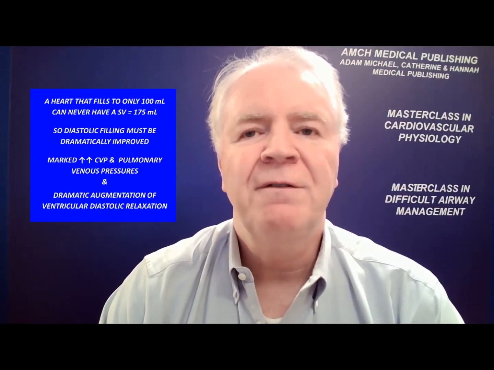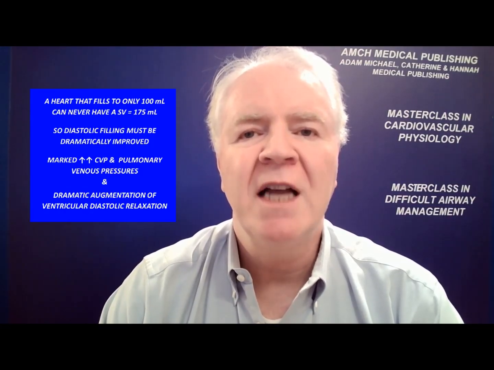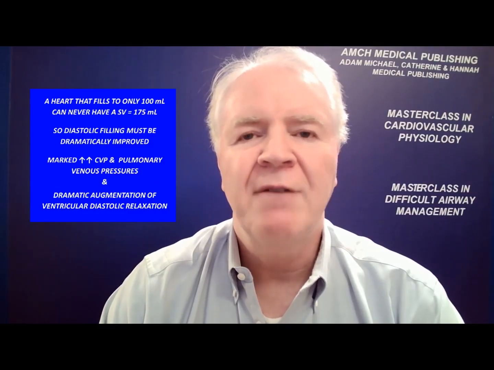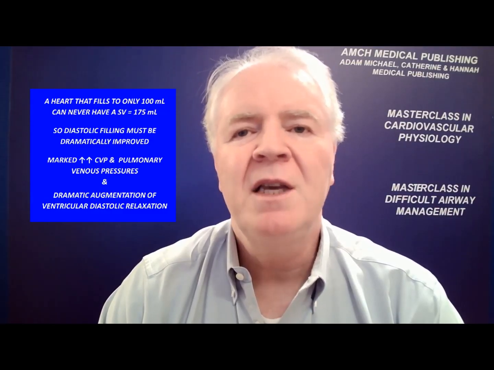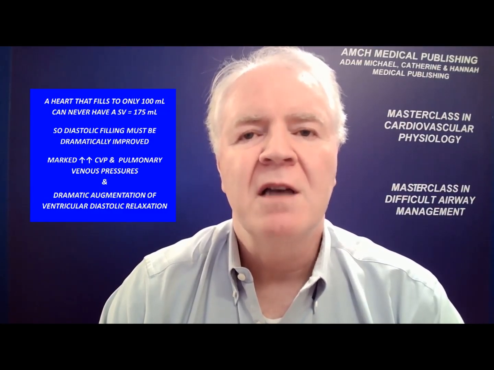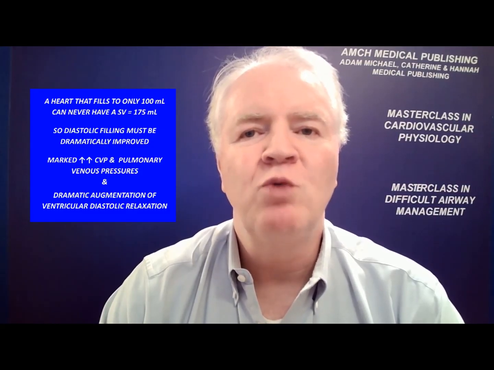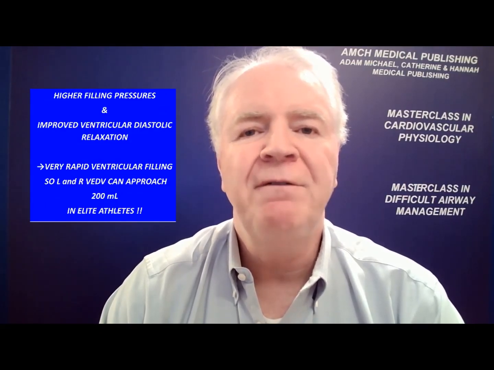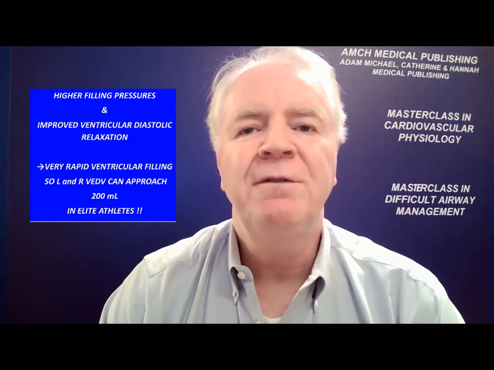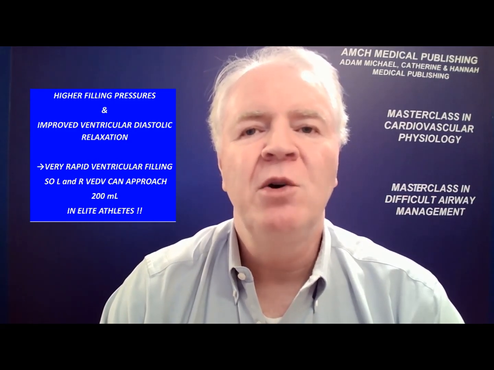A heart that fills to 100 ml left ventricular end diastolic volume can never have a stroke volume of 175 ml. So diastolic filling must be amazingly and dramatically improved in these elite athletes. This occurs by augmentation of ventricular diastolic relaxation, which promotes rapid filling, but it's also driven by marked increases in central venous pressure and pulmonary venous pressures, so left ventricular end diastolic volume and right ventricular end diastolic volume can reach about 200 ml in elite athletes.